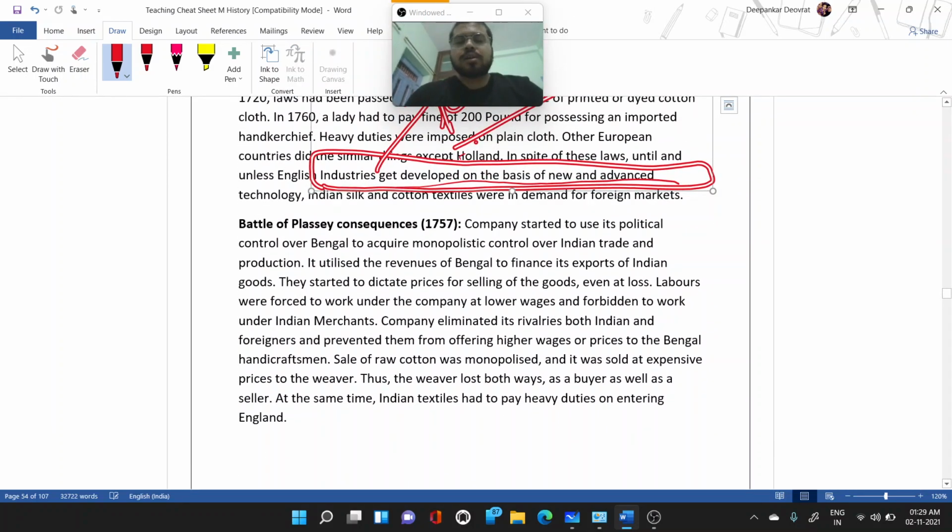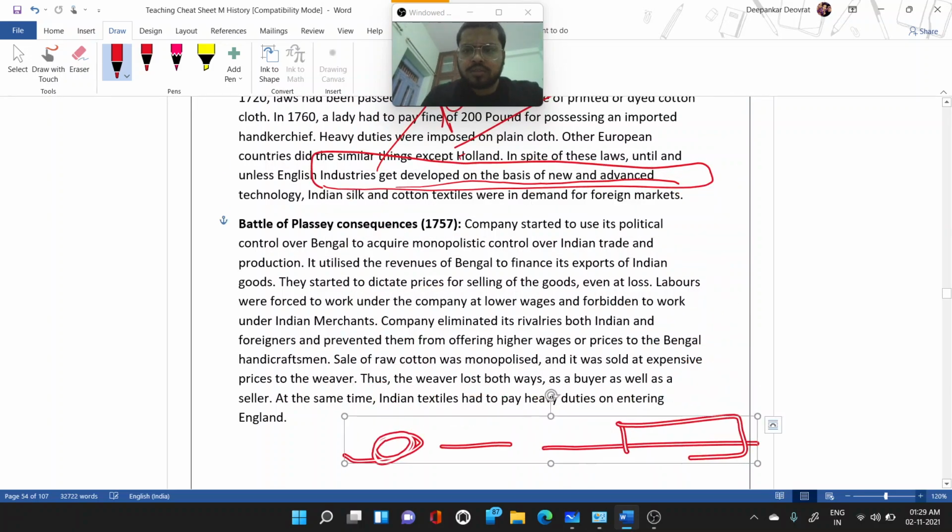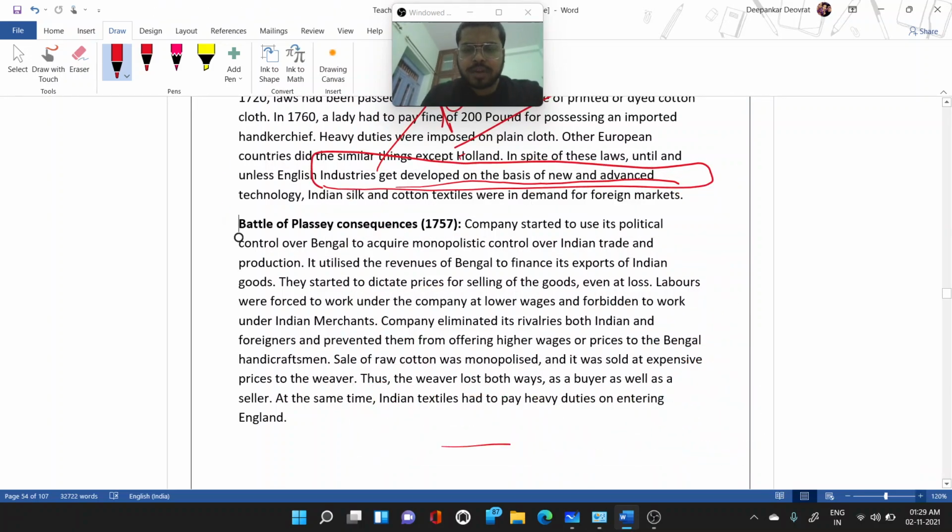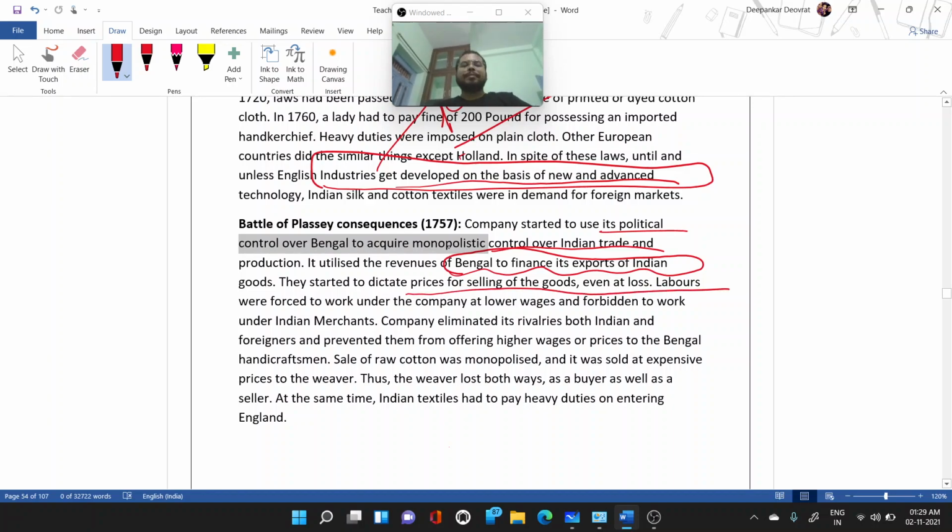Now, what was the consequence of the Battle of Plassey? The Battle of Plassey had a consequence that we'll see directly impacting the Industrial Revolution. So what happened? The Company started to use its political control over Bengal to acquire monopolistic control over Indian trade and production. It utilized the revenues of Bengal to finance its export of Indian goods, and they started to dictate prices for selling the goods, even at a loss. So now what happened?